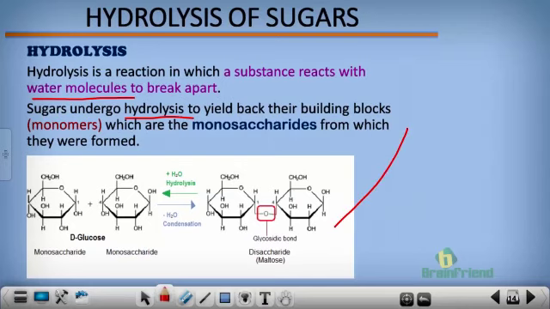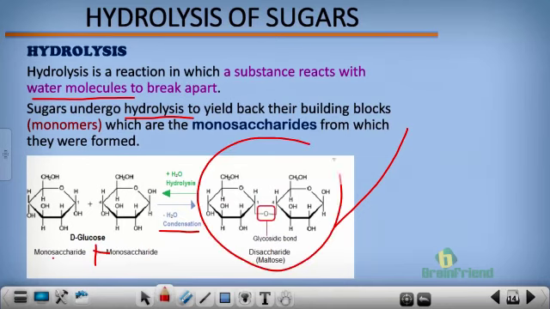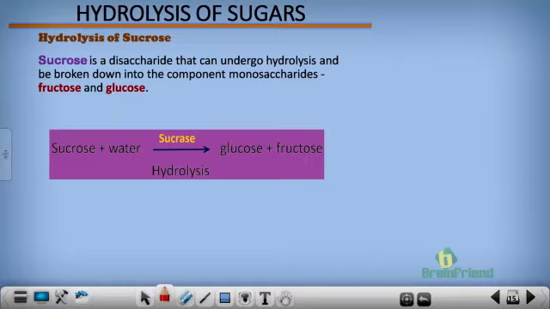So here is a diagram showing us both reactions. Monosaccharide plus monosaccharide in a condensation reaction will give this disaccharide. Now, this disaccharide, when it wants to form back the monomers or monosaccharides, does so through this hydrolysis reaction. Addition of what? Water. Condensation has to do with removal of water, while hydrolysis has to do with the addition of water molecules. So we'll be looking at the hydrolysis of sucrose.